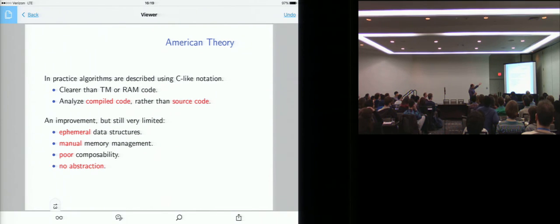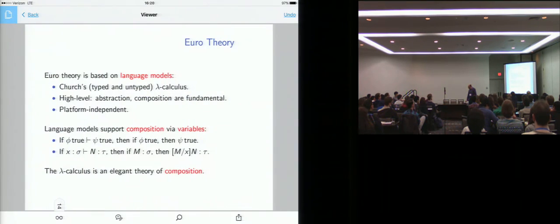Okay, so using this higher level language is an improvement, but it's still very limited because it emphasizes mutation, ephemeral data structures. This is a terrible idea, having only ephemeral data structures, manual memory management so that you can reason through the compilation, very poor, I would even say non-existent composability, and no idea of abstraction at all. In other words, anything we care about as people is right out the window, in service of the machine.